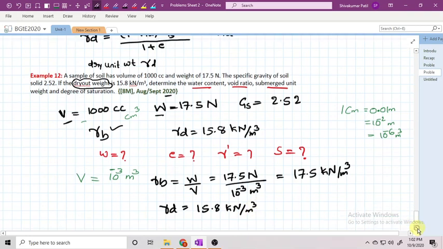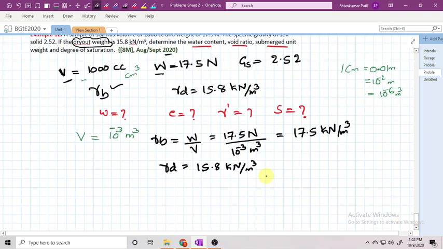So from this I can find out the water content. How can I find out the water content? Your dry density is nothing but bulk density, or bulk unit weight, divided by 1 plus w. So 1 plus w equals your bulk unit weight, 17.5, divided by your dry unit weight, 15.8.